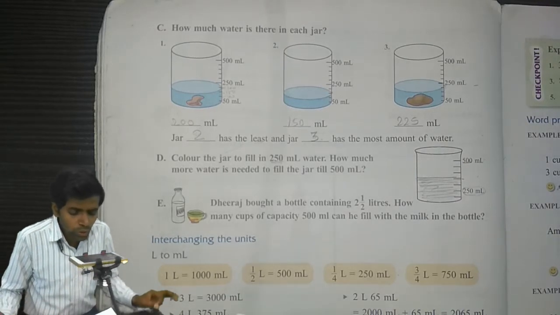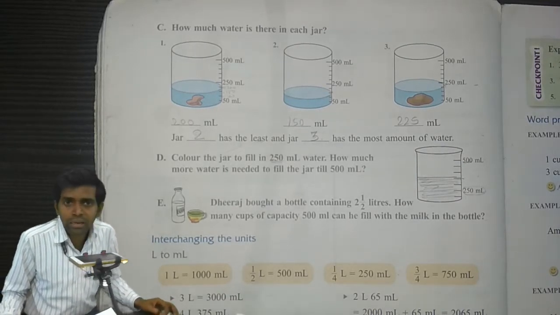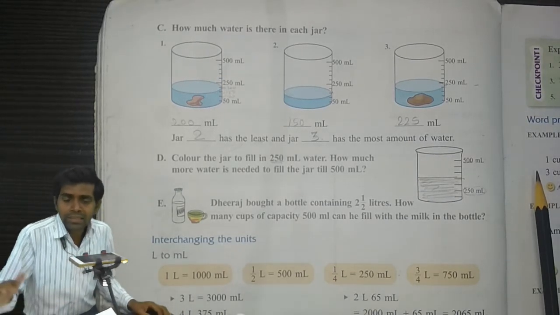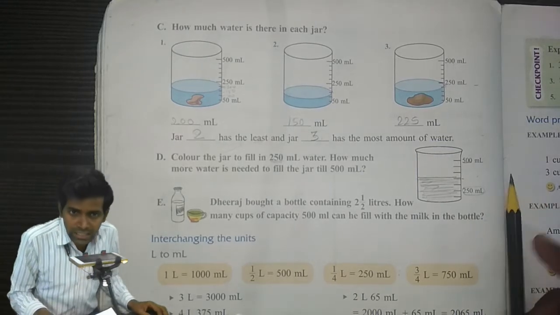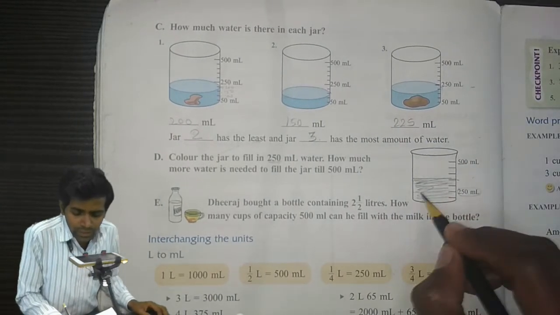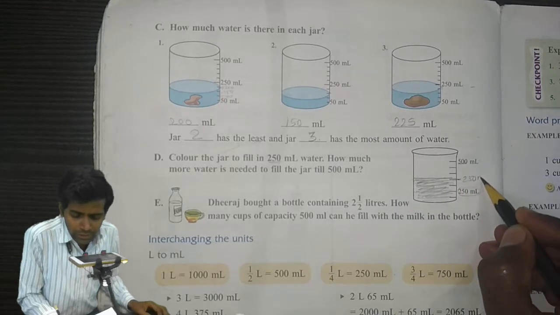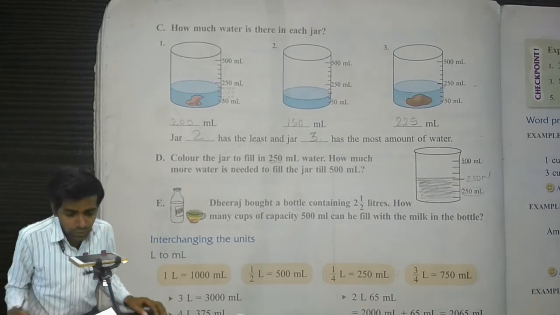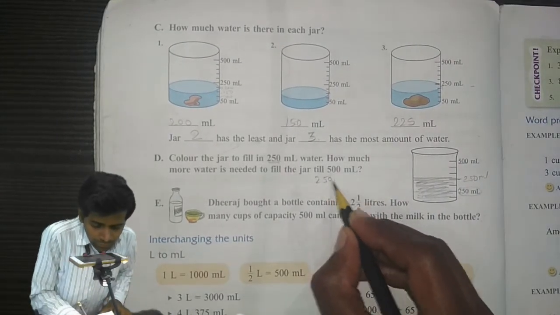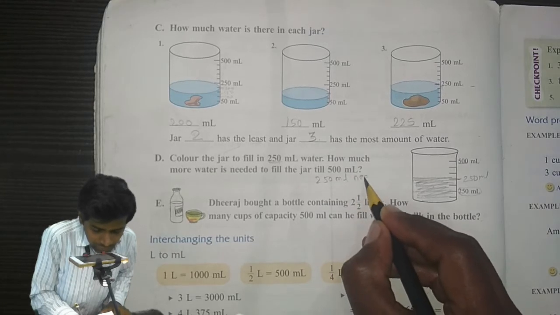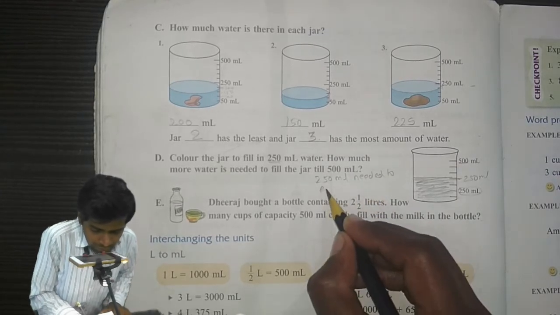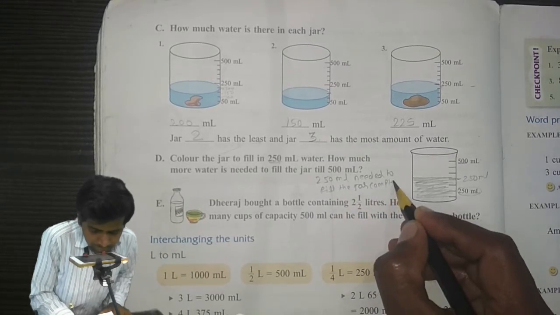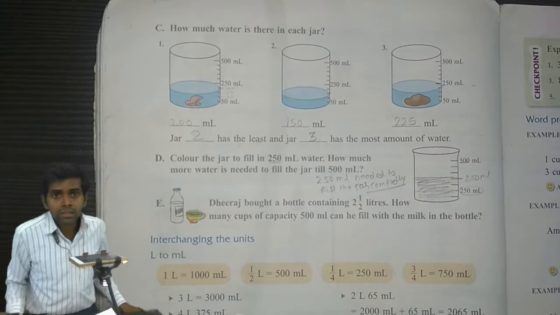Okay, how much more water is needed to fill the jar till 500 ml? अब इतना वो तो बहुत आसान है. 250 is a half of 500. That means again a 250 is needed to fill. अब इतना तो भरा हुआ है. Yes, it is filled up to the 250 milliliters. Again we need 250 milliliters to fill the jar completely. Okay, what is the answer here? 250 milliliters needed to fill the jar completely.